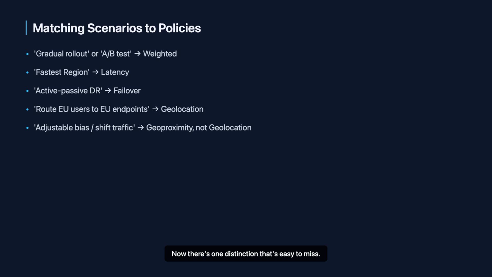Now there's one distinction that's easy to miss. If the wording mentions adjustable bias or shifting a portion of traffic toward a location, that's geoproximity, not geolocation. The bias and traffic shift language is the tell. Geolocation routes by the user's country, while geoproximity routes by distance and lets you tune it.